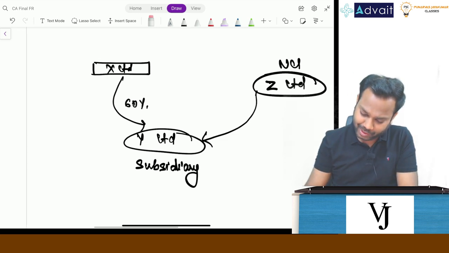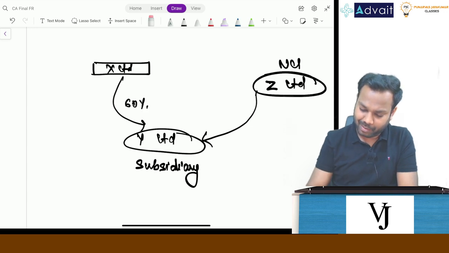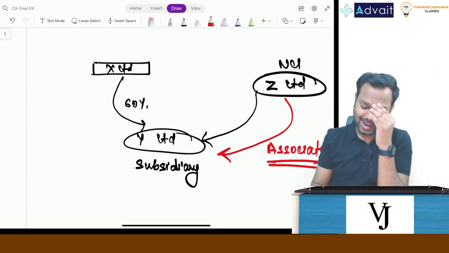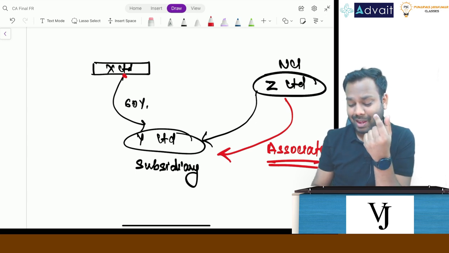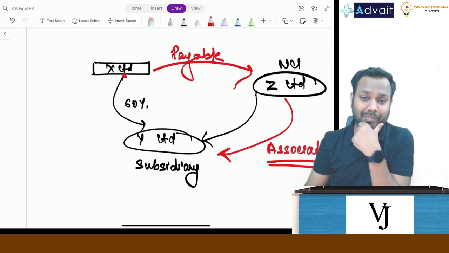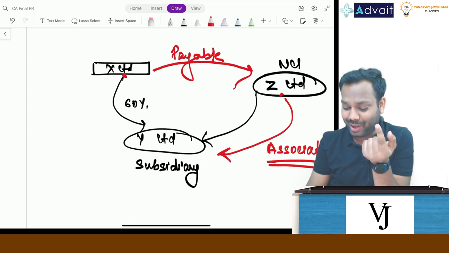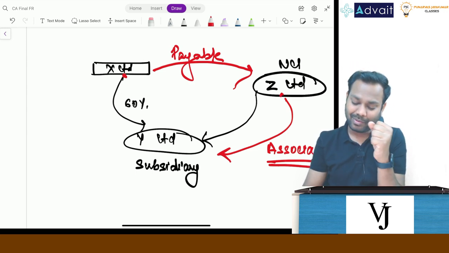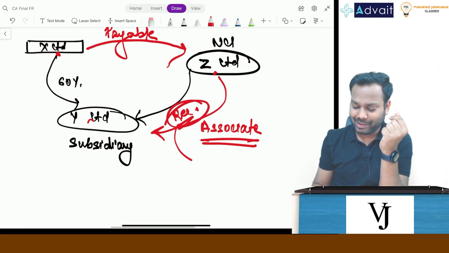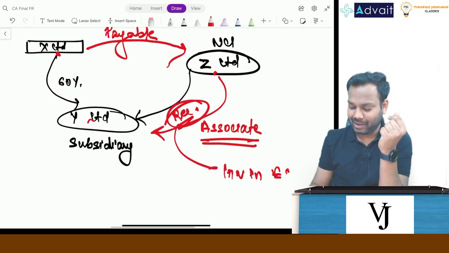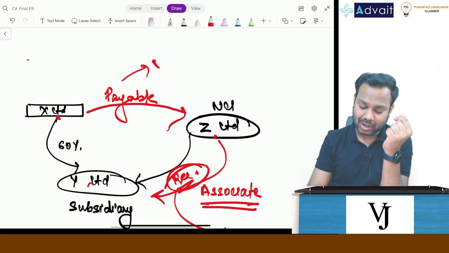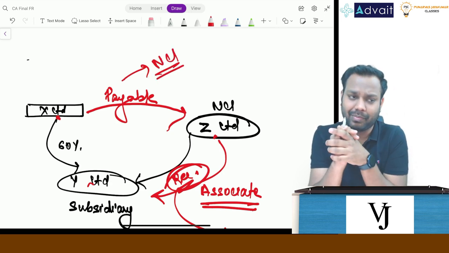Now for Z Limited, Y Limited becomes what? Associate. Meaning thereby, X Limited in the consol financial statements will record a payable to NCI. Now Z Limited in the consol FS will record a receivable from Y Limited. This receivable will be called investments in equity shares of Y Limited at equity method, and this payable is called non-controlling interest. The measurement process is exactly the same, right?